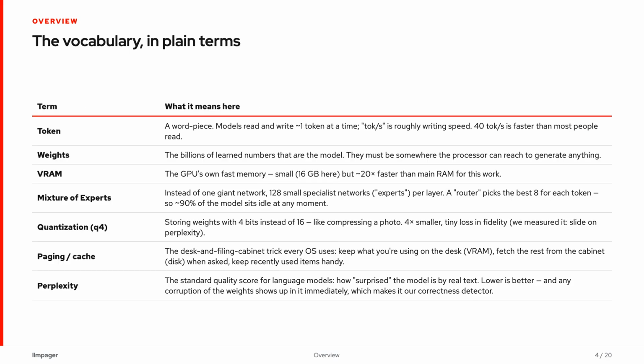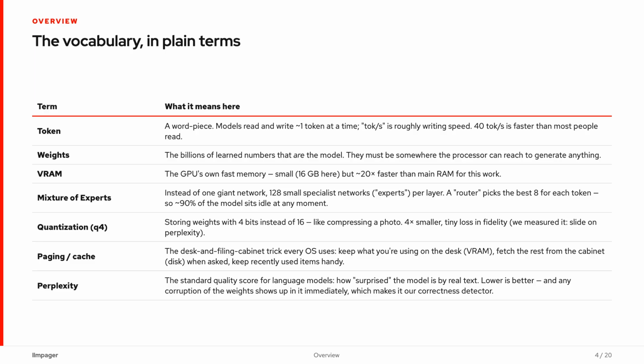Before going further, a few terms in plain language. A token is a word piece. Tokens per second is basically writing speed. Weights are the billions of learned numbers that are the model. VRAM is the GPU's own fast memory, small but very fast. Mixture of experts means each layer has 128 small specialist networks, and a router picks the best 8 for each token. Quantization stores weights in 4 bits instead of 16, like compressing a photo.